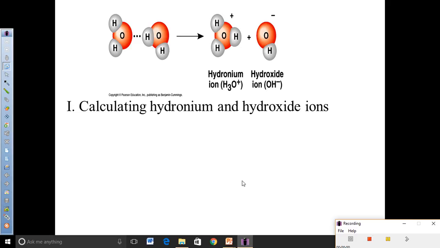Okay, today in class we learned to calculate pH. Before we did pH, we learned a very simple formula called the Kw formula, and it teaches us how to calculate hydronium and hydroxide if we just have those two.